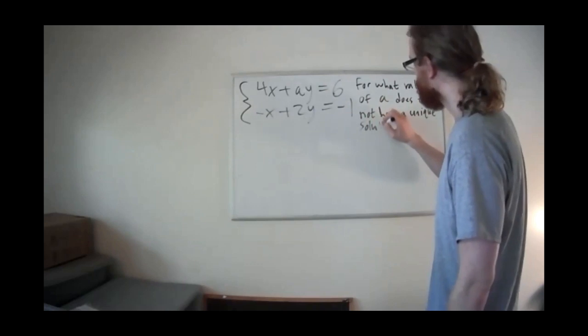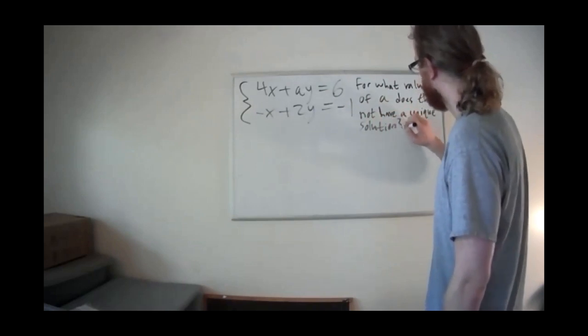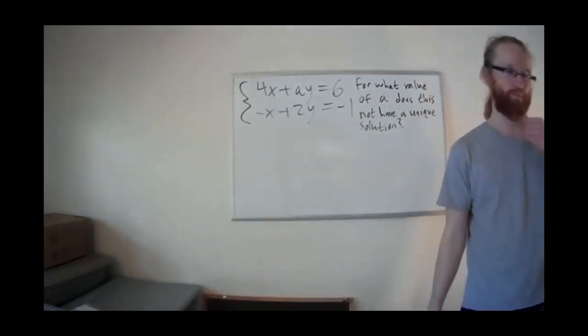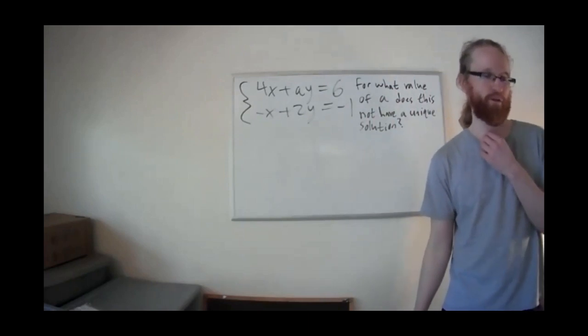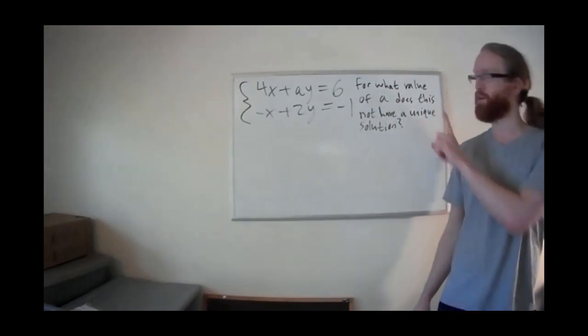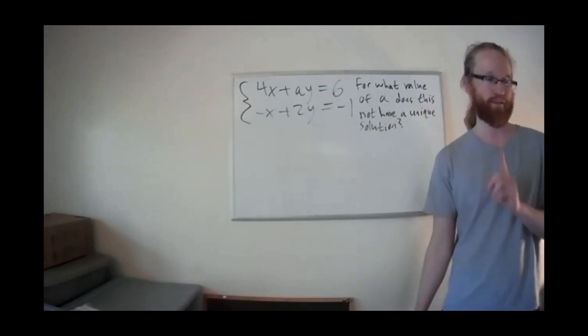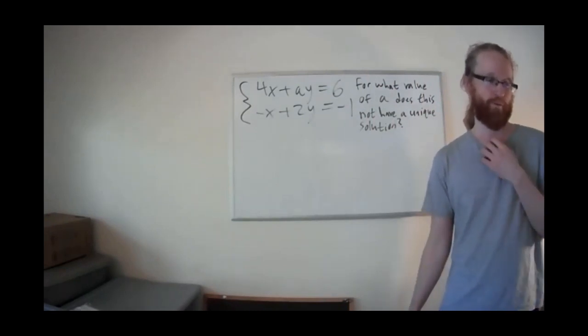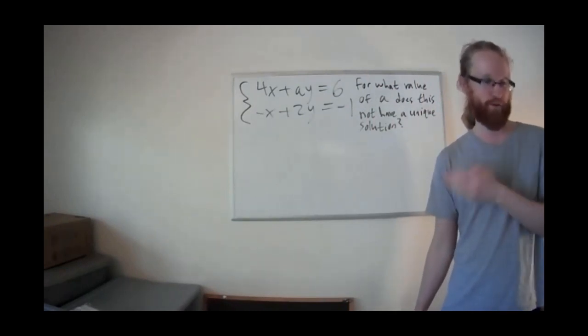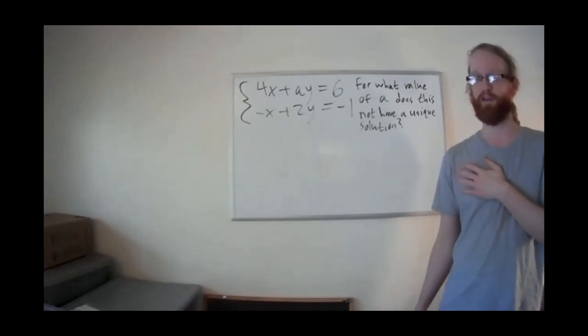When I use the word unique, this is what yesterday I would have said as exactly one. So which value of a can I pick so that this system does not have exactly one solution? Meaning it's either going to have infinitely many or it's going to have no solution. You want to find the value of a that makes that happen.